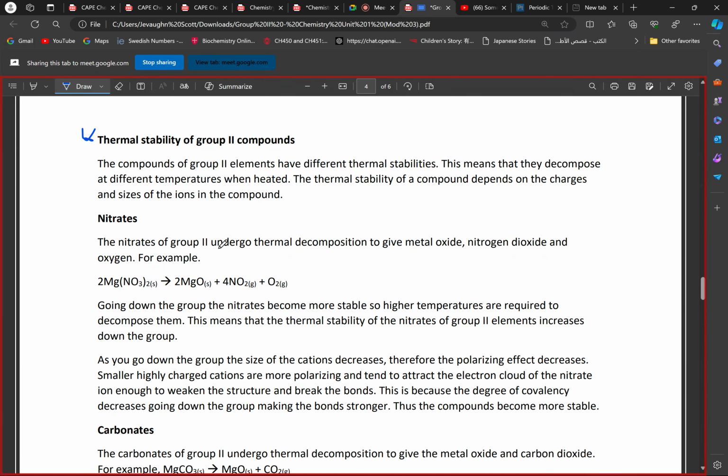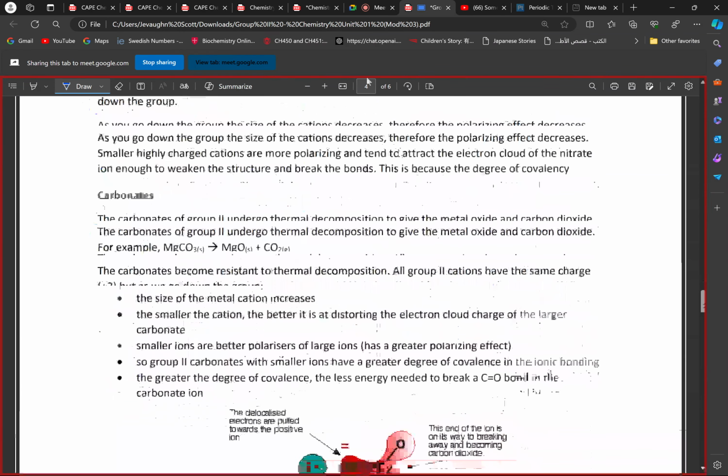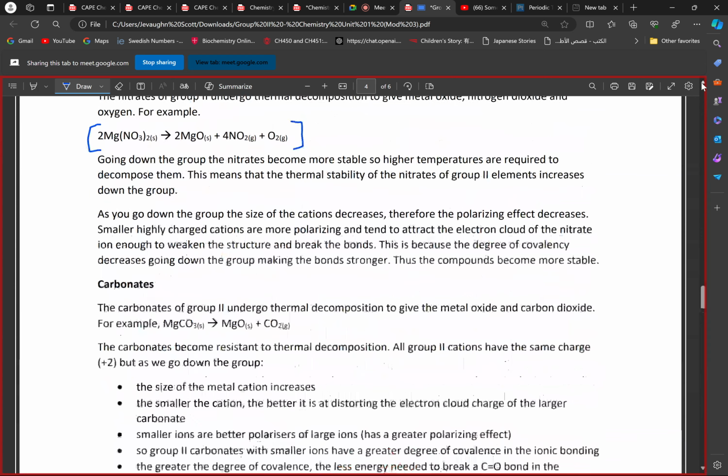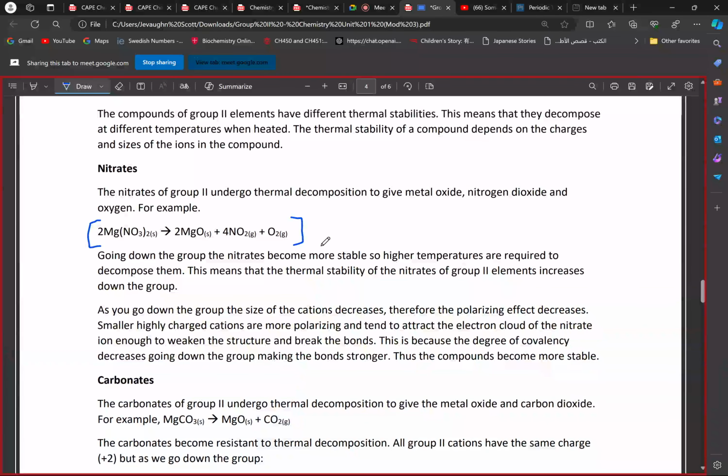So nitrates now, the nitrates of group 2 undergo thermal decomposition to give the metal oxide and nitrogen dioxide gas. So we know if we heat these group 2 nitrates, this is what we get. This is literally a reaction that we can see coming out from qualitative analysis. It is used in the determination of our nitrates. So going down the group, the nitrates become more stable, so higher temperatures are required to decompose them. So the thermal stability of nitrates increases going down the group.